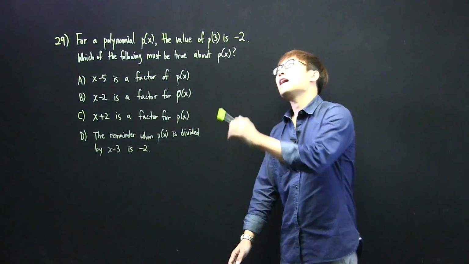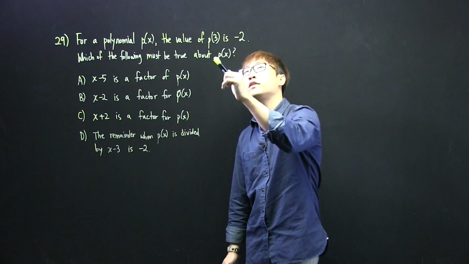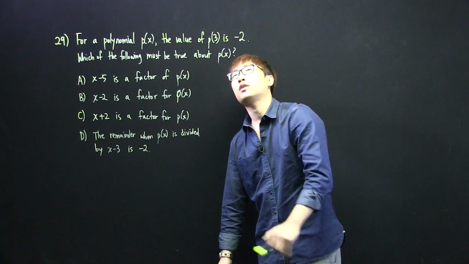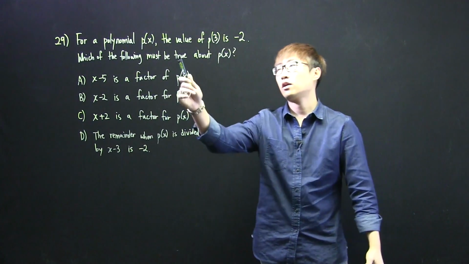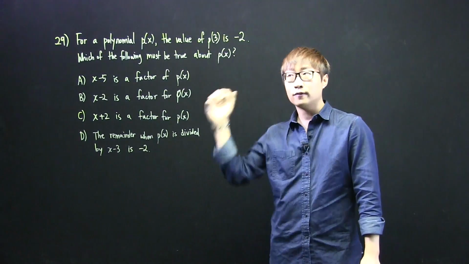Number 29. For a polynomial p of x, the value of p of 3 is -2. Which of the following must be true about p of x? And you got all these answer choices. All right, this one does not look very familiar, right?